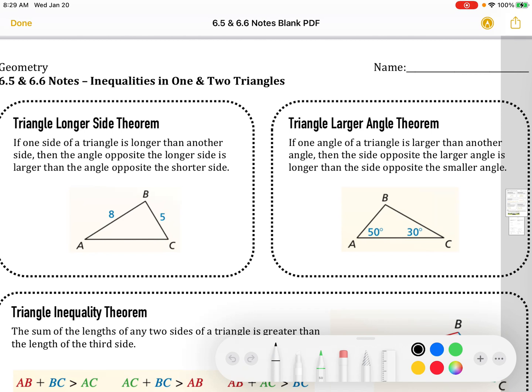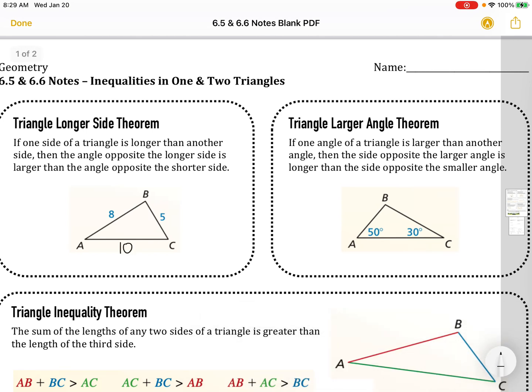If one side of a triangle is longer than another side, then the angle opposite the longer side is larger than the angle opposite the shorter side. Meaning, if I'm given information about the sides, I can also get some information about the angles. So let's take a look at this first example. Write in with me that AC is 10. So what I see are side lengths. And even though I can tell you how long the sides are, I can also order the angles.